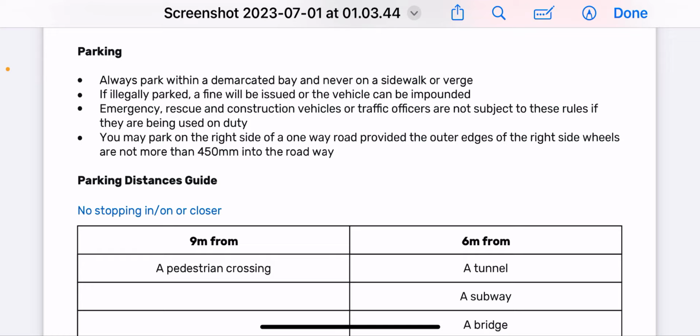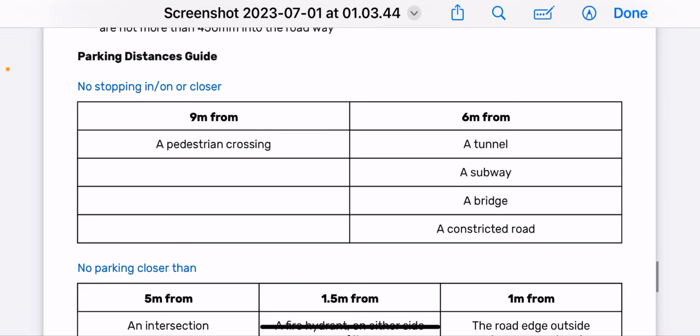And then emergency, rescue, and construction vehicles or traffic officers are not subject to these rules if they are being used on duty. Okay, straightforward. You may park on the right side of a one-way road provided the outer edges of the right side wheels are not more than 450 millimeters into the roadway. And then you have the parking distances guide. No stopping in or on or closer.